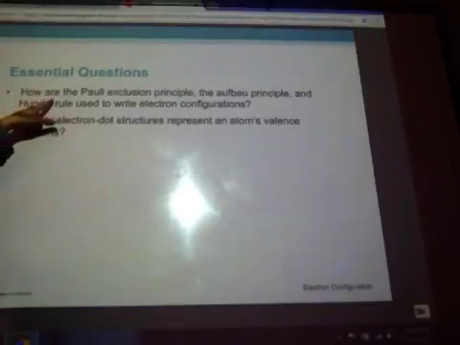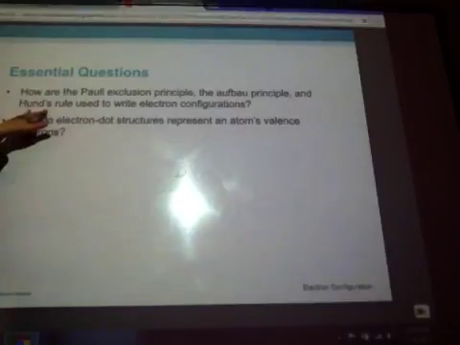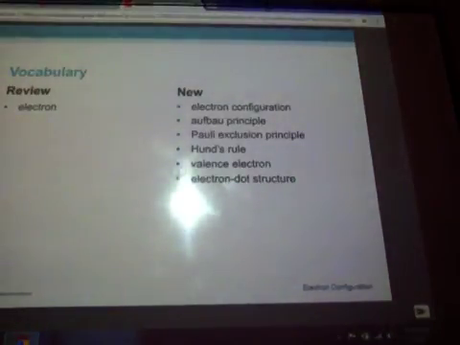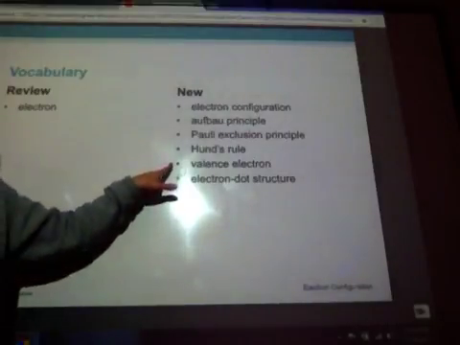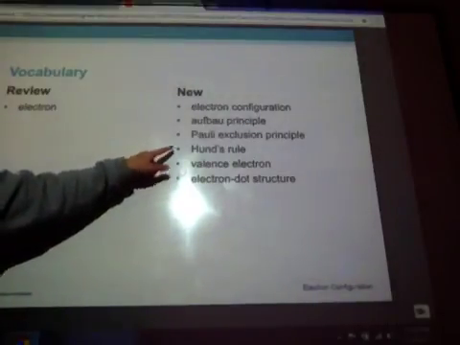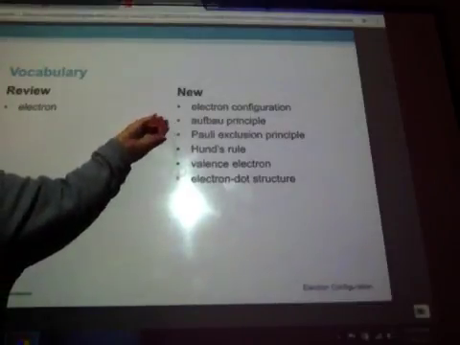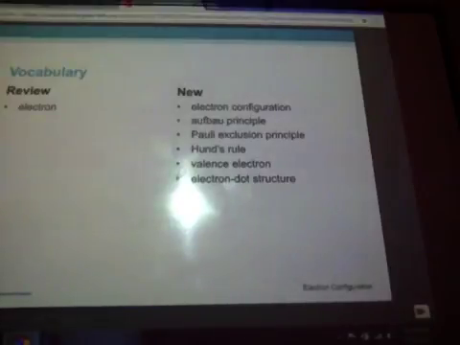We will talk about Pauli's exclusion principle, the Aufbau principle, and Hund's rule. These are things that electrons follow. Then we'll learn how to draw an electron dot structure that shows how many outside, or valence, electrons something has. A valence electron will be important; you'll need to know what that is. For these 3 rules or principles, make sure that you know the difference. What does each one stand for? That's kind of the introduction.